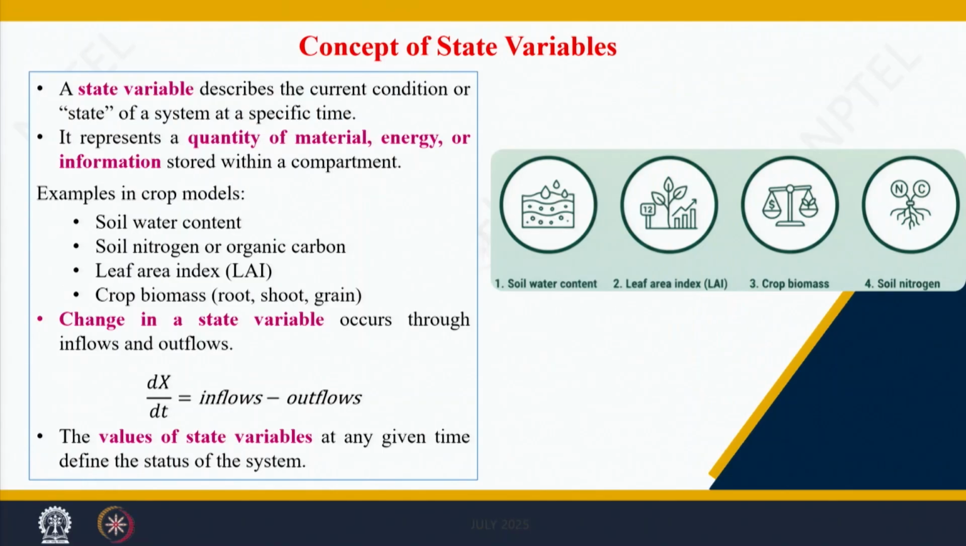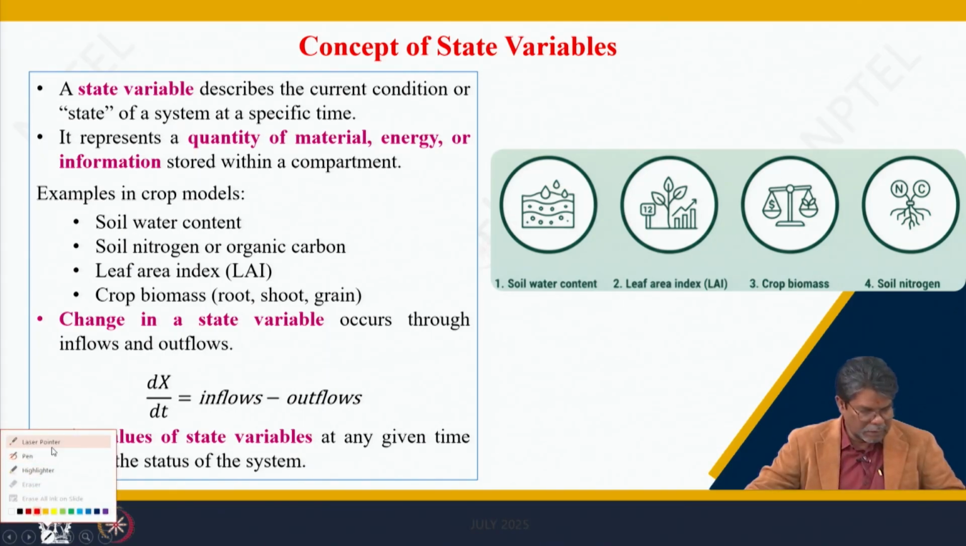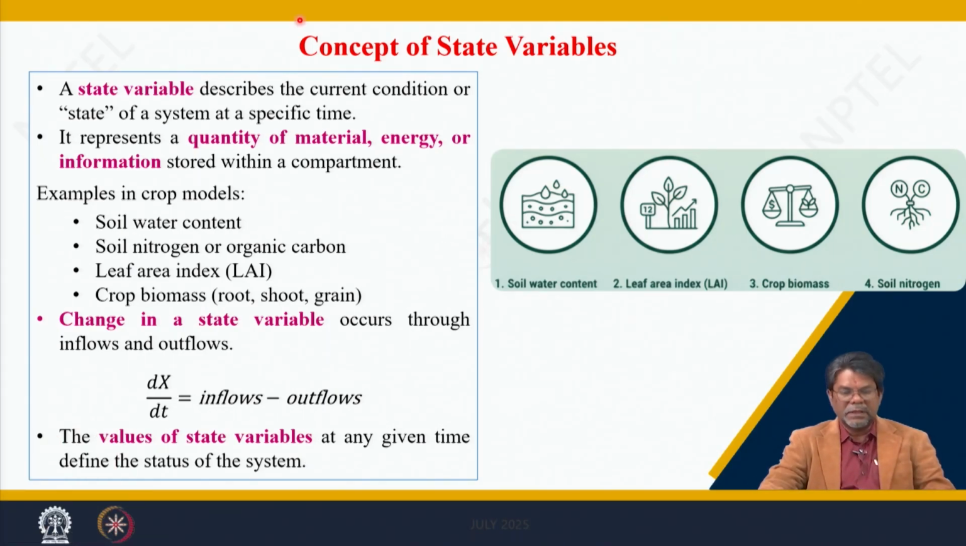You can see the concept of the state variable. State variables describe the current conditions or the state of a system at a specific time. These are quantified materials that change over time, so they indicate the state of the system. A model having not too many state variables is expected to be a robust model.